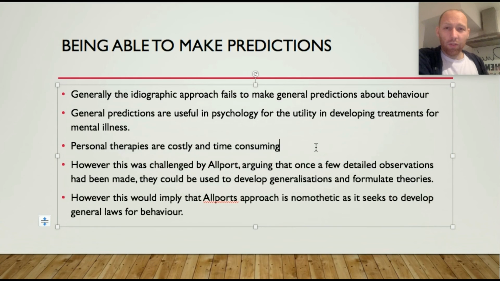Personal therapies, which are developed using the idiographic approach, are very time consuming and need a huge investment. However, Allport challenged this. He says that actually you can generalise the results and come up with general laws and predictions if you do a few in-depth analyses on a number of different people. So you carry out a handful, and then you can make these generalisations, and they're generally more informed. But then this leads to the criticism that Allport is adopting a nomothetic approach, because he's drawing up laws, he's generalising. So is it really even idiographic?